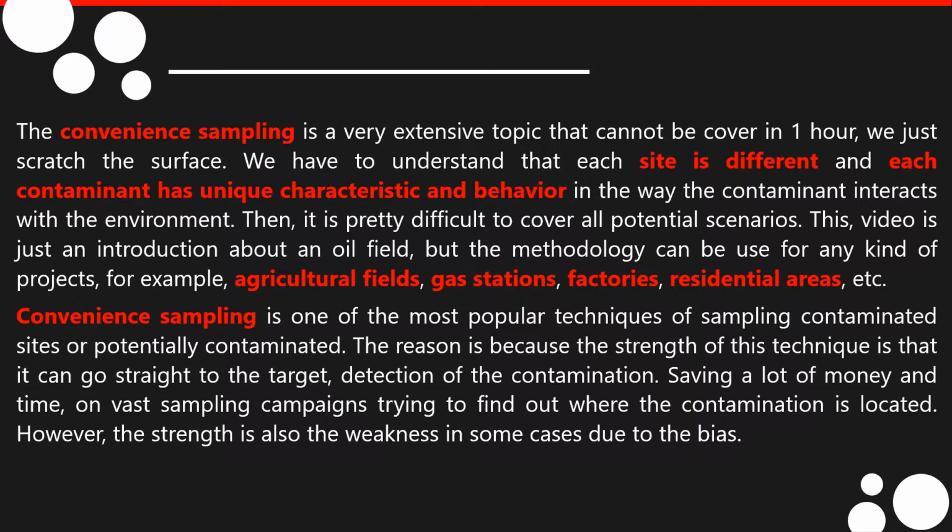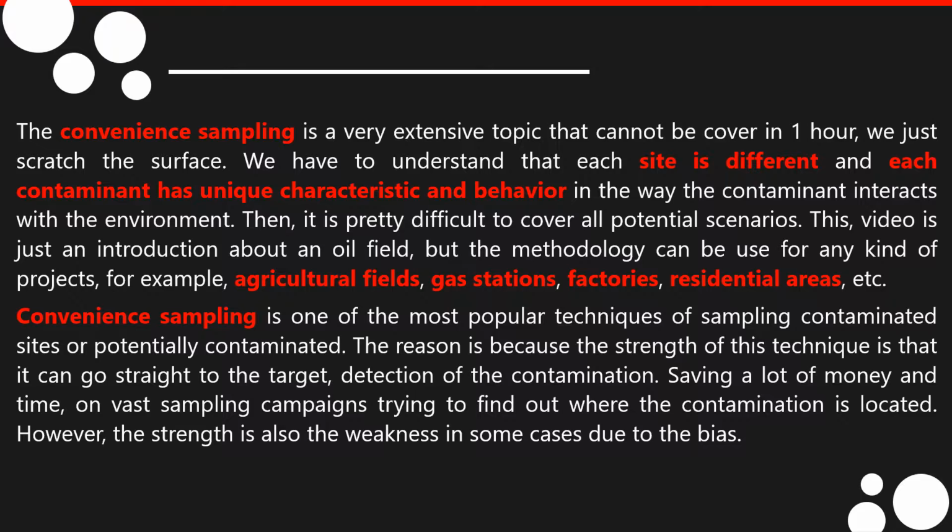Convenience sampling is one of the most popular techniques of sampling contaminated or potentially contaminated sites. The reason is that the strength of the technique is that it can go straight to the target, the potential of the contamination, saving a lot of money and time on vast sampling campaigns trying to find out where the contamination is located. However, the strength is also the weakness in some cases due to the bias.